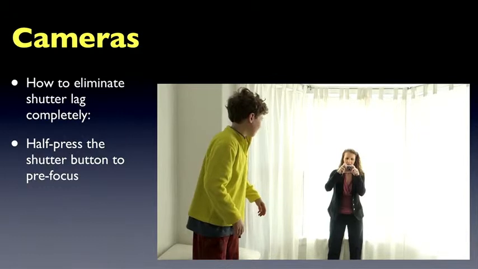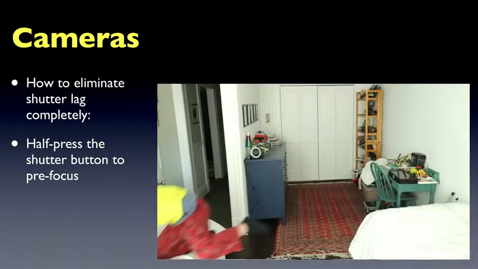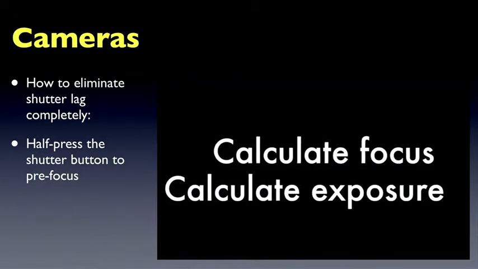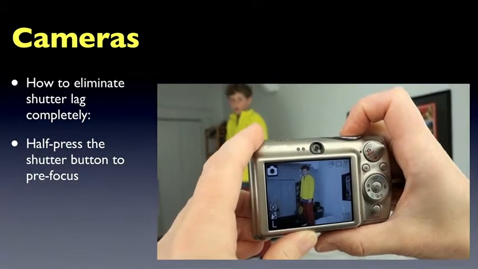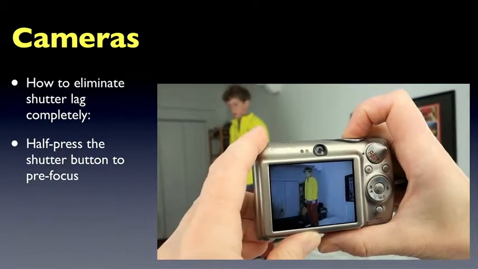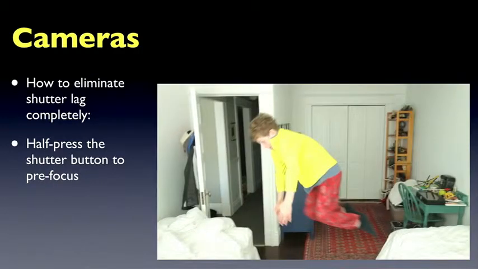Shutter lag is the time between you pressing the shutter button and the moment the camera actually snaps. It's extremely frustrating on any camera under $1,000. That's because the camera needs time to calculate the focus and exposure. But if you pre-focus with a half press, leave your finger down, no shutter lag. You get it every time. I've just turned your $50 camera into a $1,000 camera with that trick.